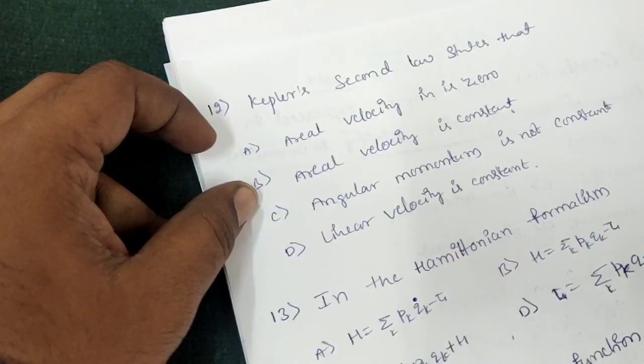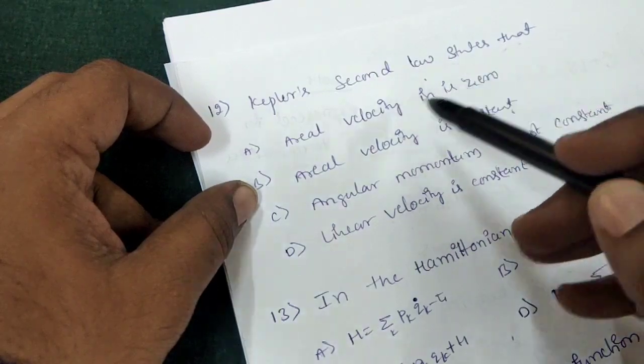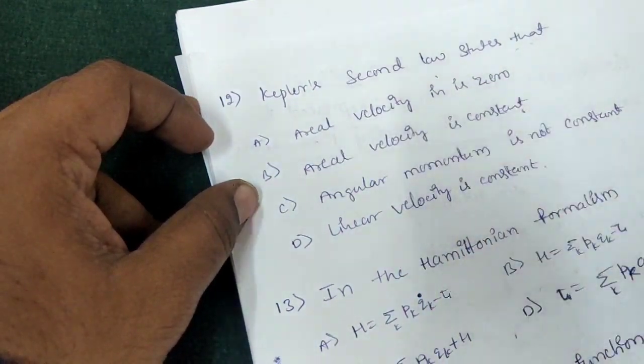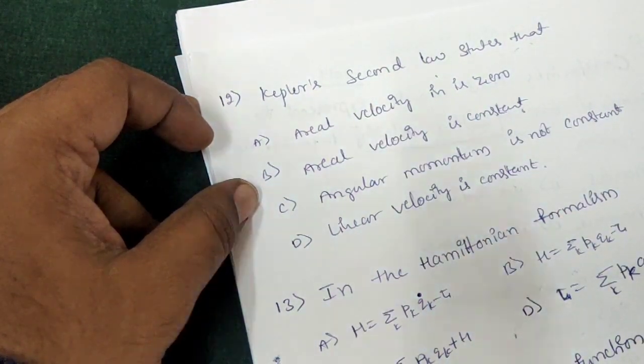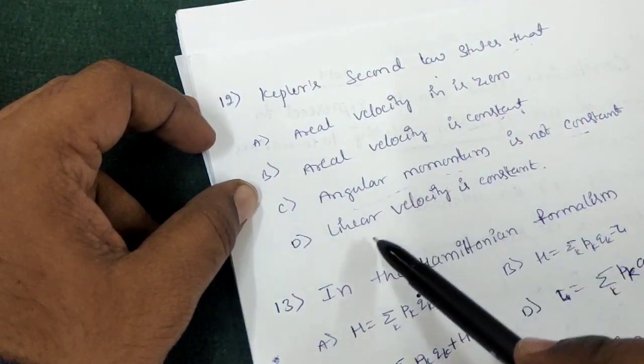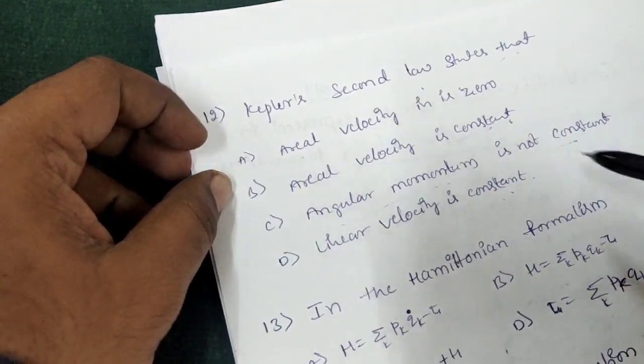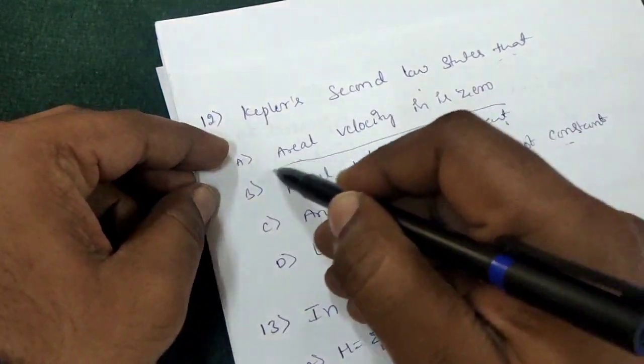Next question. Kepler's second law states that areal velocity is zero, areal velocity is constant, angular momentum is not constant, or linear velocity is constant. Kepler's second law states that areal velocity is constant. So option B is correct.